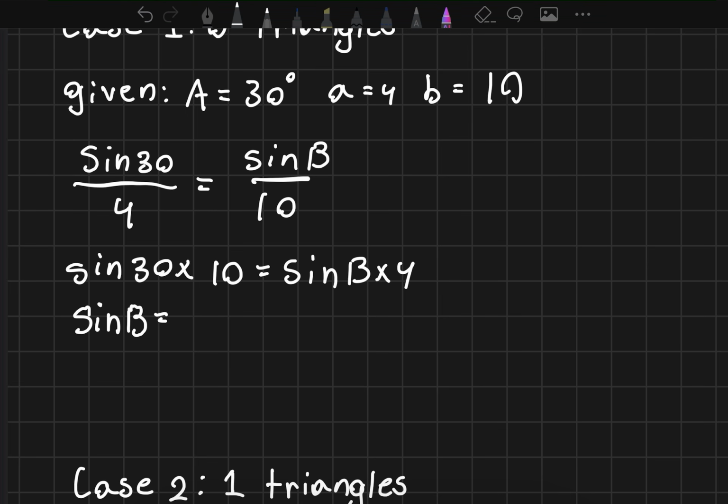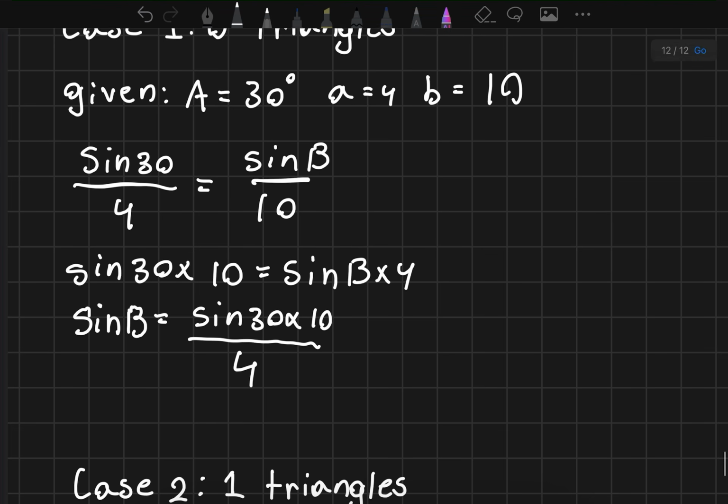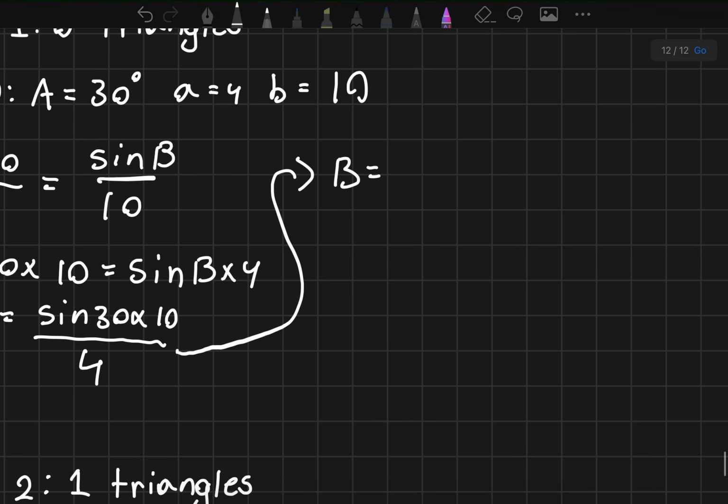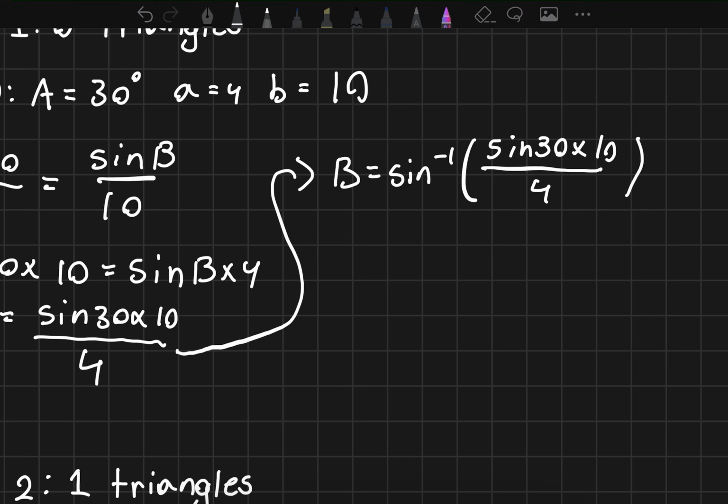Sine of B is equal to sine of 30 times 10 divided by 4. Then we'll calculate B by making it B is equal to the sine inverse of sine of 30 times 10 divided by 4. This should give you an error on your calculator, which shows us that it's not possible.